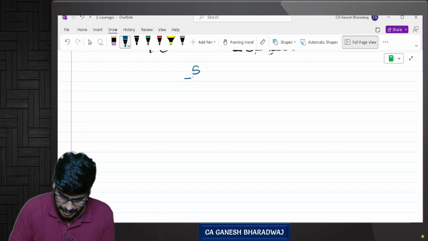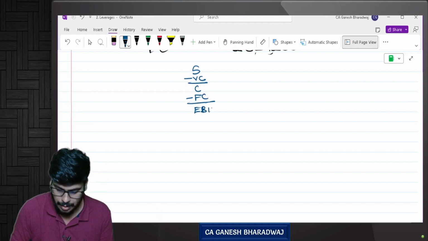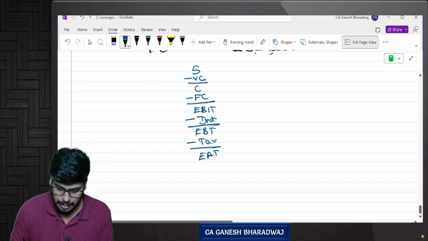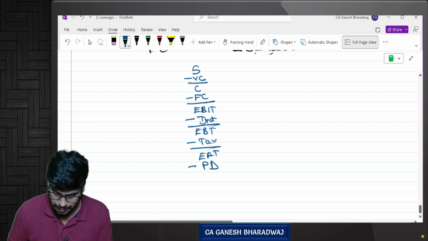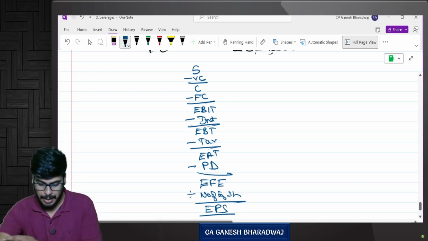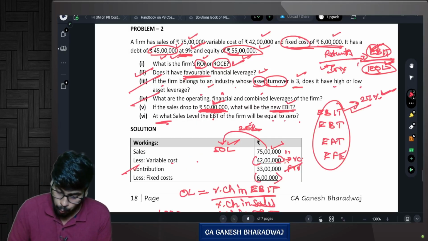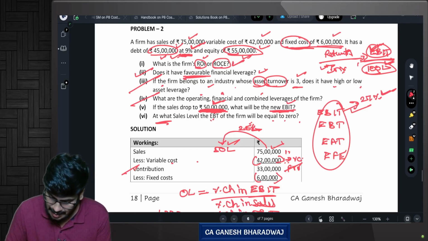So it's sales minus variable cost gives you contribution, minus fixed cost gives you EBIT, minus interest gives you EBT, minus tax gives you EAT, minus preference dividend, if any, gives you what? Earnings for equity. Correct? Yes, divided by number of equity shares, you get what? You get your EPS. This is what you get. Correct?